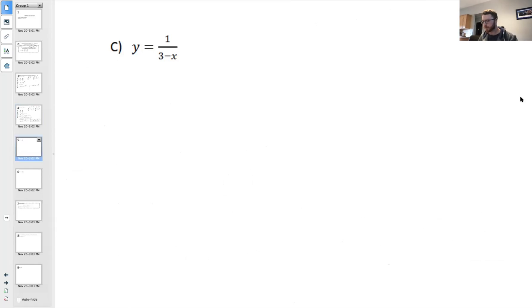Okay. So this one is going to look a little bit different, right? We have a fraction here. So y is equal to 1 over 3 minus x. We can actually rewrite this as 3 minus x to the exponent negative 1. Okay, so that might look a little bit easier for us. So whatever's in the brackets will become our u. So u is 3 minus x, and therefore y will become u to the minus 1.